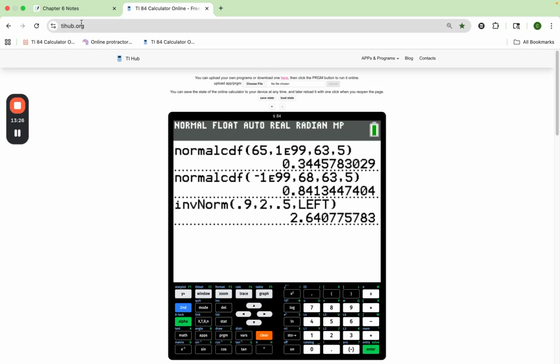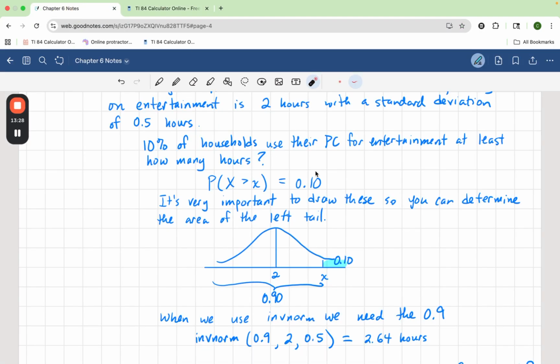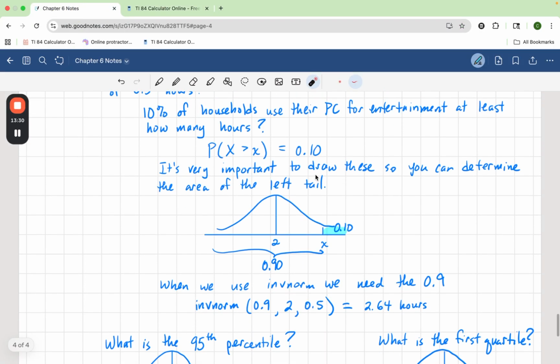2.64. So what can we conclude then? 2.64 hours is going to be, that is 90% of people will use their computers for 2.64 hours or less. So 10% of people use their computers 2.64 hours or more for entertainment.